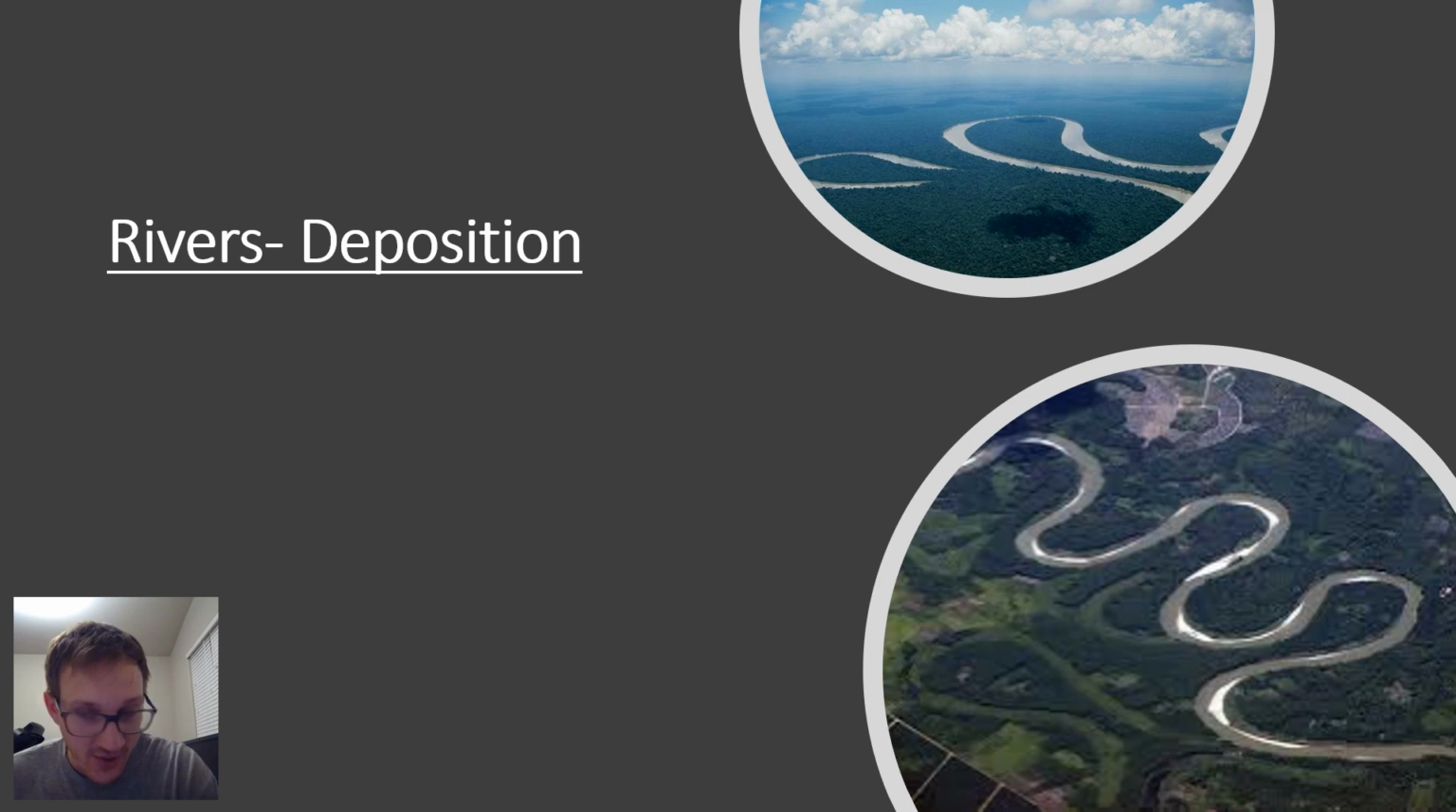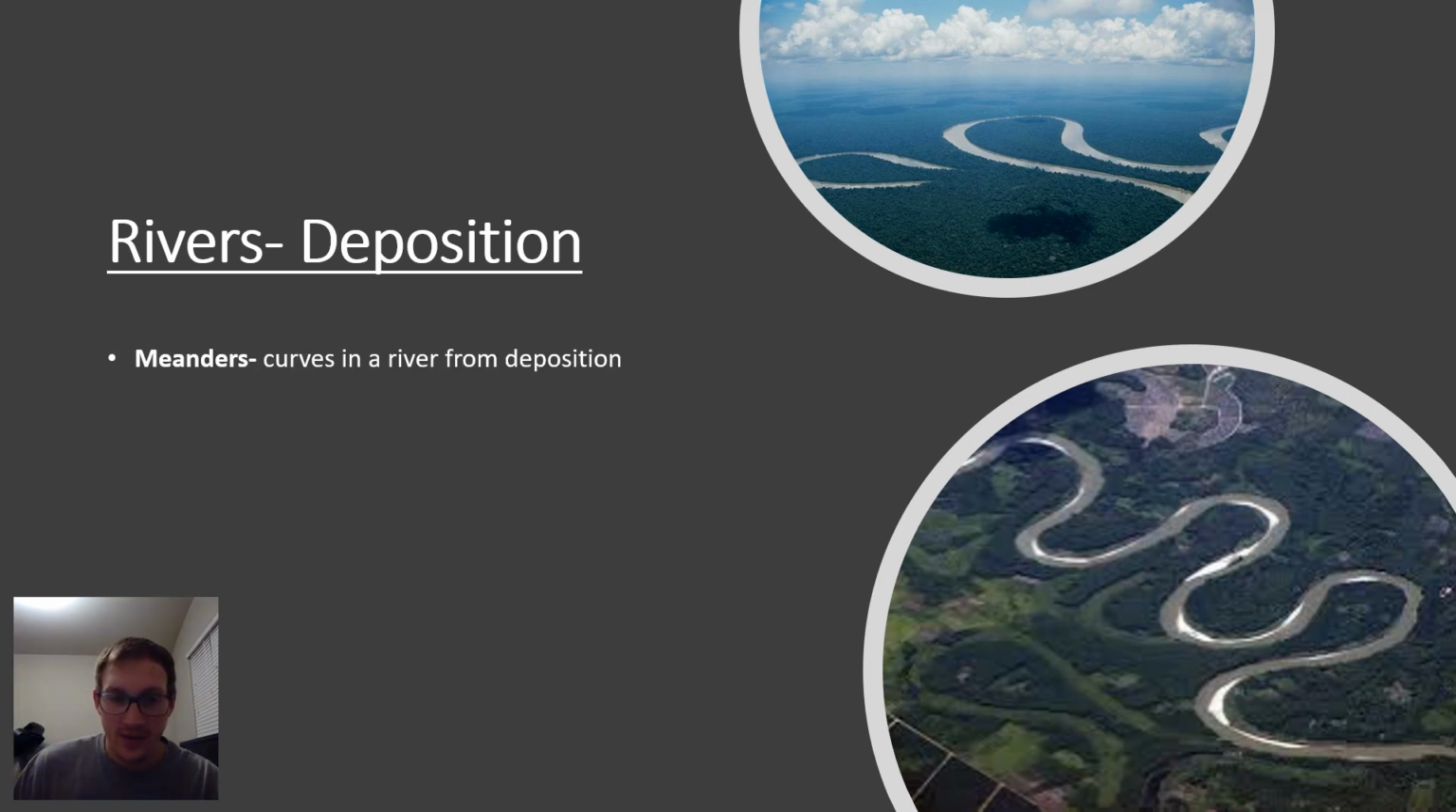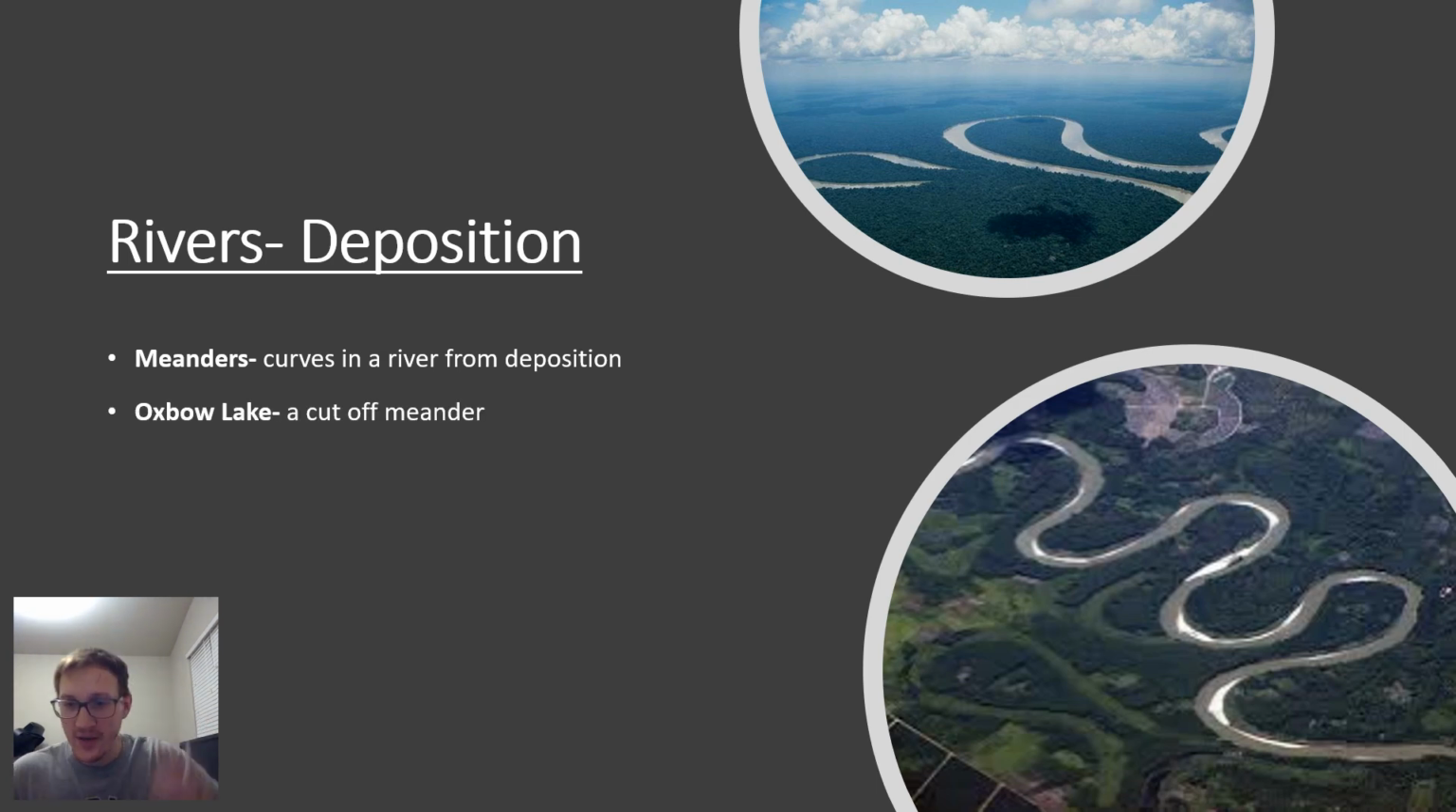Now, there's other different types. These long curved rivers are called meanders. They are curves in a river from deposition. Basically it's slowing down and it's going down this. So what happens is we actually get these oxbow lakes, and I'm going to try to draw this in here so that you can see what they actually look like.